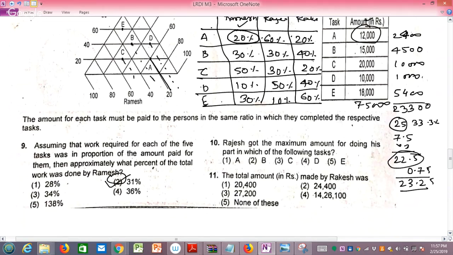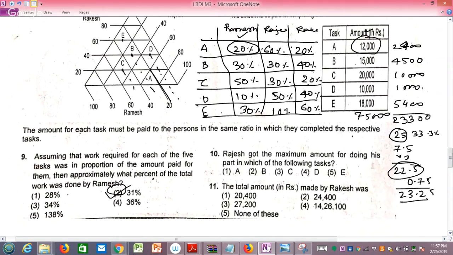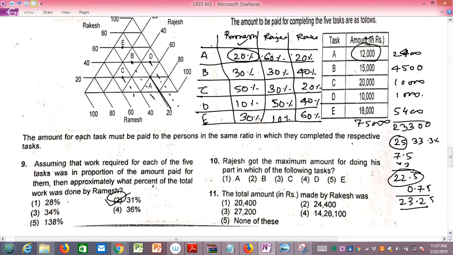Rajesh got the maximum amount for doing each part in which of the following task. तो राजेश का देख लो, राजेश किसके लिए मैक्सिमम मिल रहा है. तो पहले के लिए उसको 60% मिल रहा है. 60% ऑफ 12,000, यानी कि A के लिए उसको मिल रहा है 7200 रुपये. B के लिए देख लो 30% ऑफ 4500 रुपये हो गया. C के लिए मिल रहा है 30% ऑफ 20,000, तो 6,000 समथिंग मिल रहा है. D के लिए उसको मिला 50%, तो 5,000, और E के लिए मिल रहा है 10%, यानी कि 1,800. तो फॉर A इज गेटिंग मैक्सिमम.